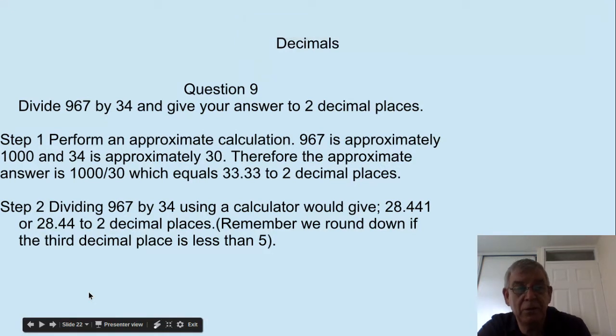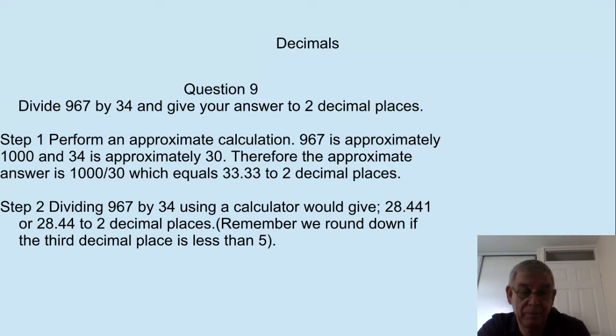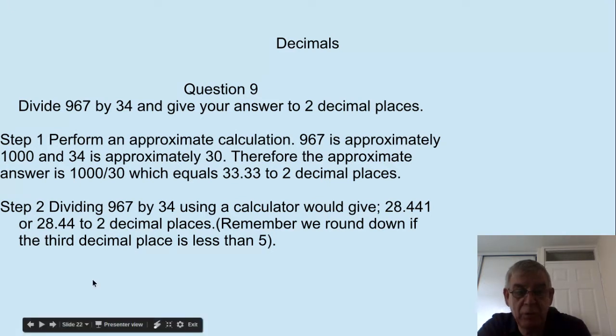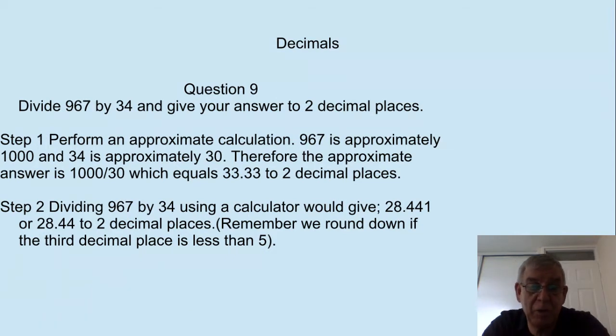Question 9. Divide 967 by 34 and give your answer to 2 decimal places. Once again, step 1, perform an approximate calculation. 967 is approximately 1000 and 34 is approximately 30. Therefore, the approximate answer is 1000 divided by 30.